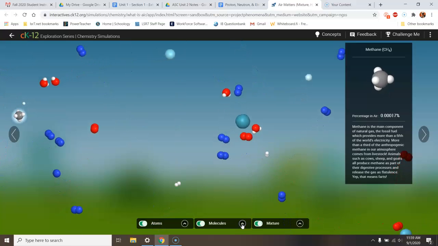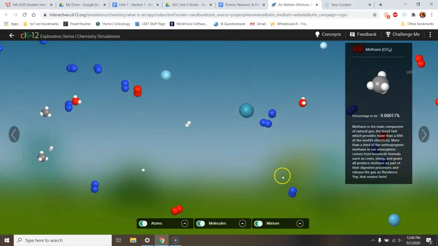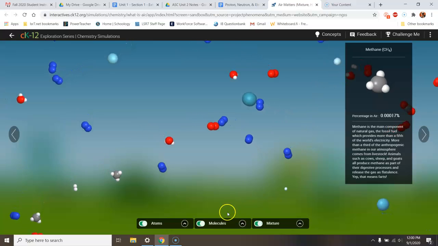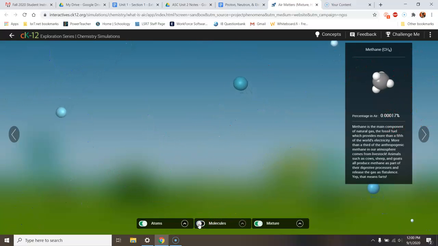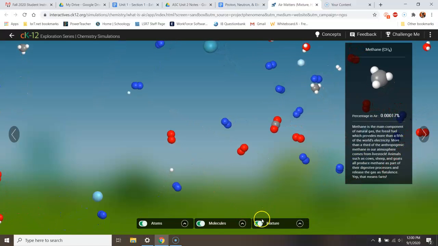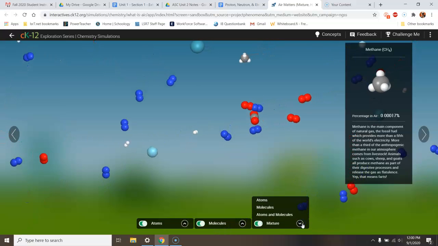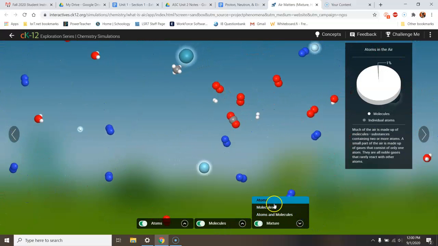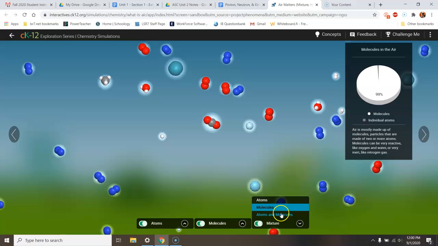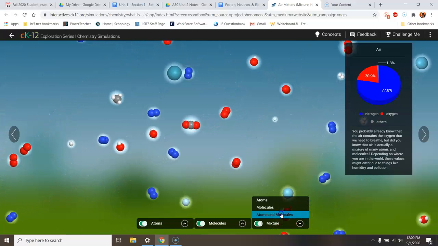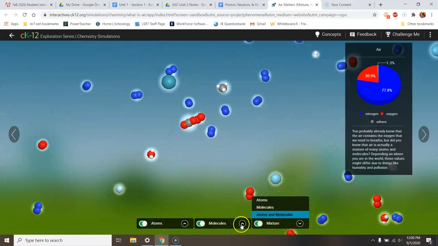Now if you put that arrow back down, then your menus can disappear, but you can get rid of the molecules and clean it up, and so now we really only have the atoms. And then with the mixture, you have information that comes up about atoms, molecules, and then atoms and molecules. So lots of information to look at.